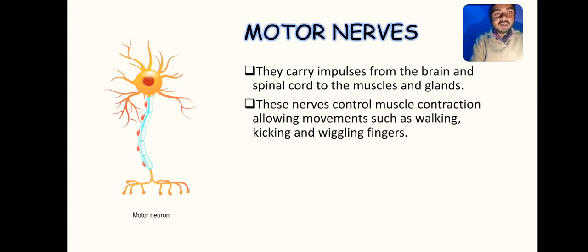These nerves control muscle contraction, allowing movements such as walking, kicking, wiggling fingers. All those things are done by motor nerves. That means all the physical activities and all the glandular functions, secretions, are taking place with the help of motor nerves. They carry output from the brain and give the output to the body organs and glands. Okay. Then we have mixed nerves.